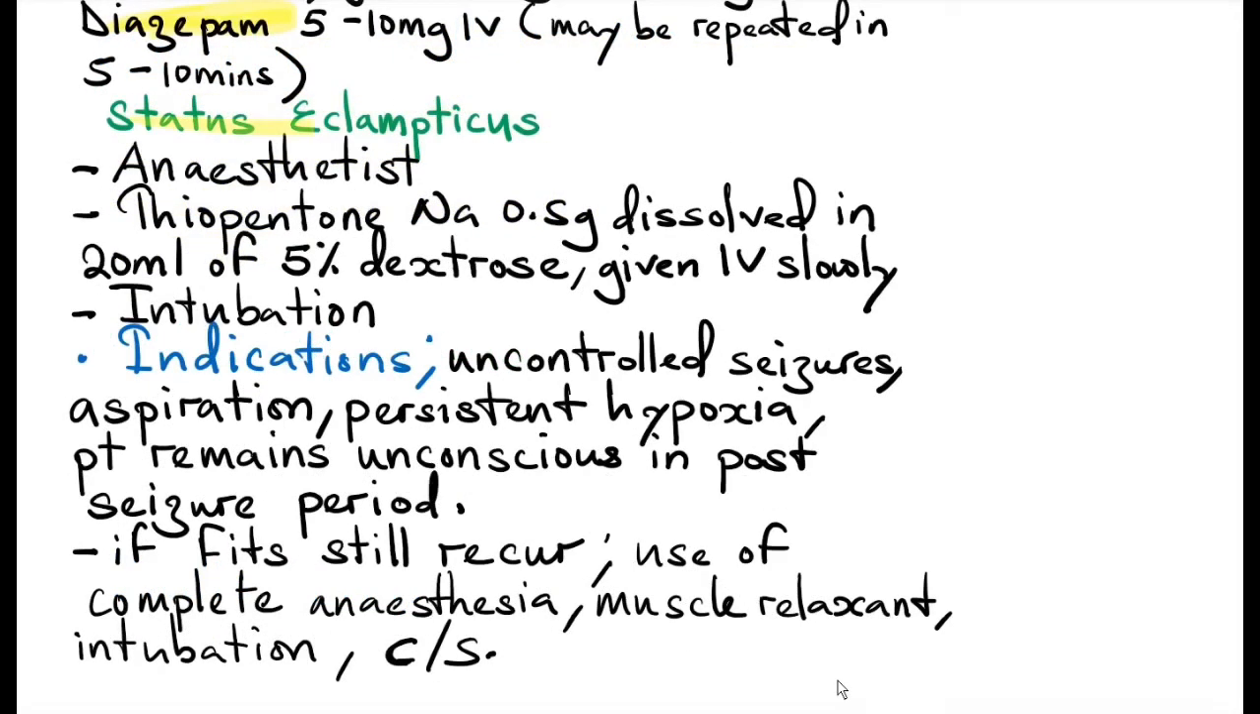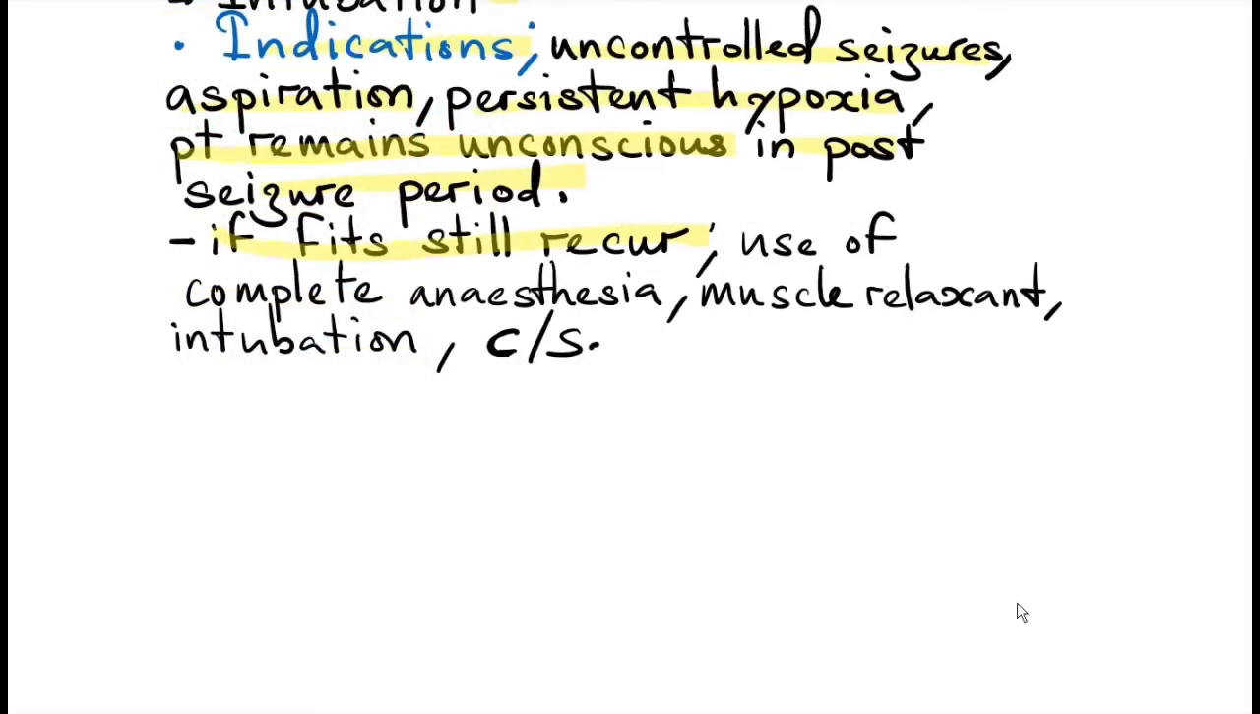If the patient develops status eclampticus, call the anesthetist to give sodium thiopental and intubate the patient. Indications of intubation are uncontrolled seizures, aspiration pneumonia, persistent hypoxia, and the patient remaining unconscious in the post-seizure period. If fits still recur, you use complete anesthesia. You can use a muscle relaxant. Make sure the patient is already intubated. Consider cesarean section. Cesarean section might be life-saving in these situations where you can't control the fits, but weigh the risk versus the benefit.